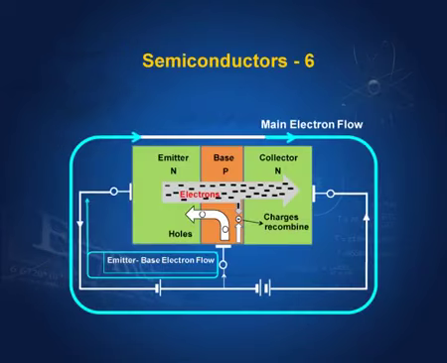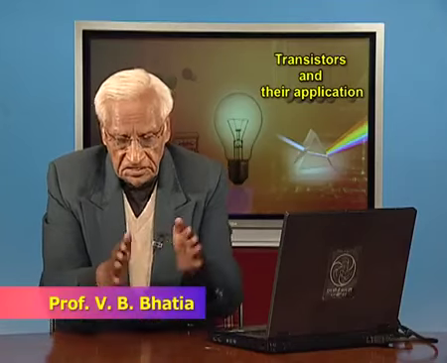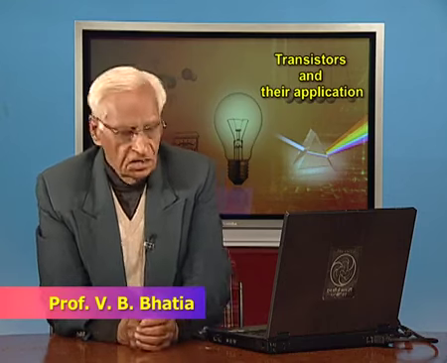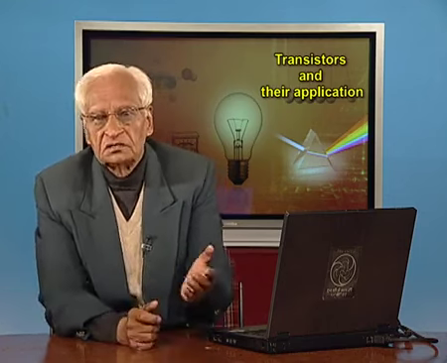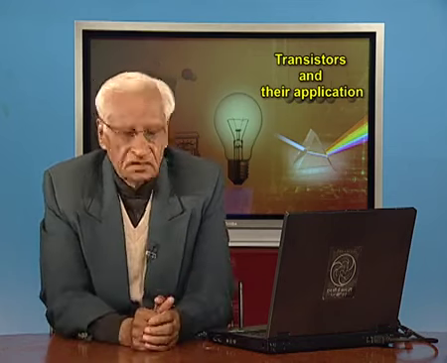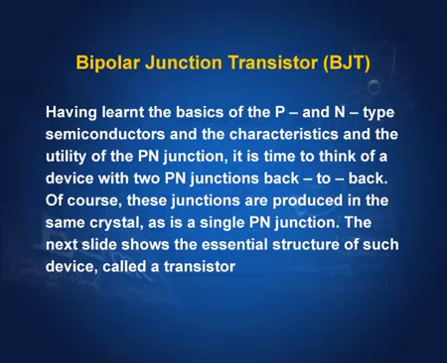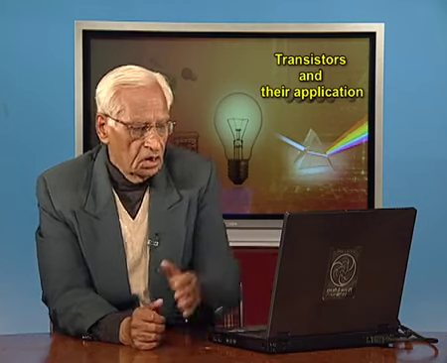Now, in this lecture, as I promised, we shall have two p-n junctions placed side by side, and this whole arrangement is called a transistor, or bipolar junction transistor. Bipolar junction transistor: junction because there are two junctions, and transistor, the name I will explain in a moment. Having learnt the basics of p and n type semiconductors and the characteristics and the utility of the p-n junction, it is time to think of a device which has two p-n junctions placed side by side or back to back.